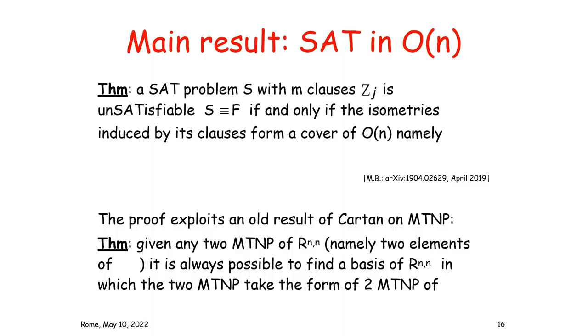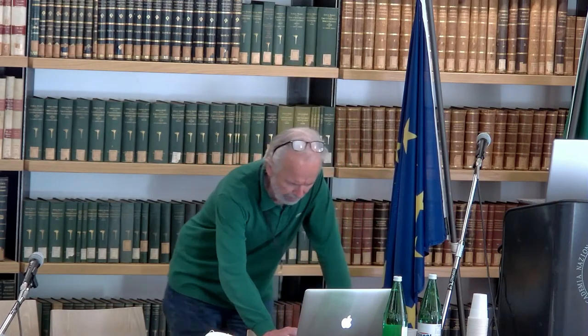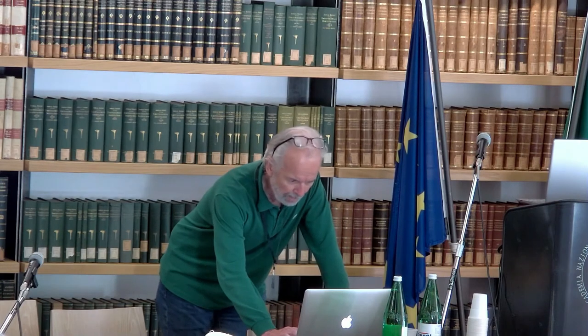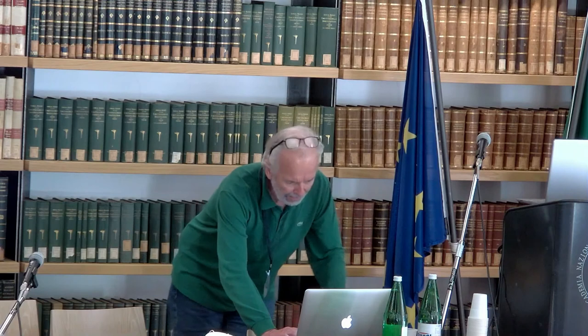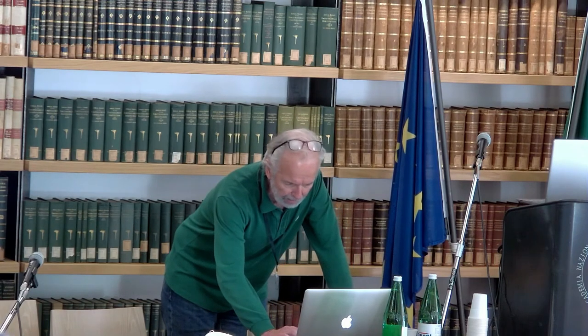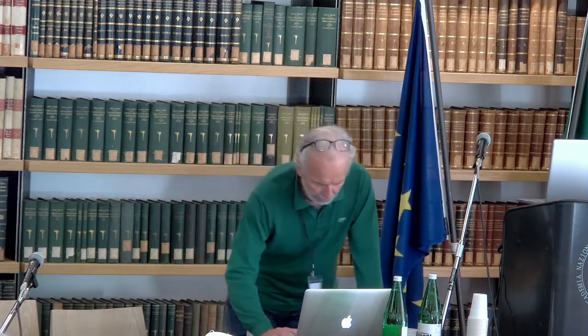Okay? Now the main result I want to tell you is that such a problem with m clauses is unsatisfiable if and only if the isometries, subset of ON, induced by its clauses form a cover of the group or of the parent group. And here something has changed, because before we had a discrete group, now we have a continuous group. And if I form a cover of the continuous group, my problem is unsatisfiable. And the proof exploits an old result of Cartan on maximal totally null spaces: any two of them can be transformed into each other by changing the basis. This is a very peculiar property.